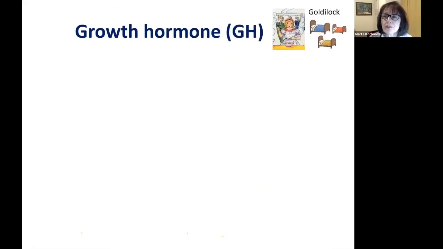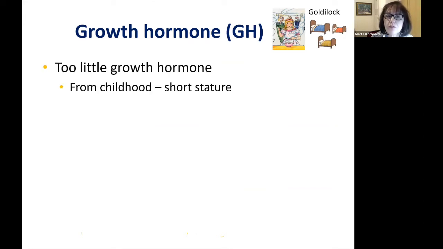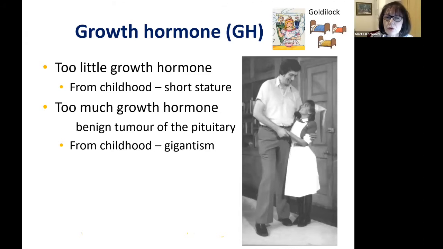Growth hormone is a bit similar to many of the other hormones, that is, hormones are part of endocrinology, the art of endocrinology. And this is a little bit of Goldilocks science, in that it needs to be just right. It cannot be too much, that gives you a problem. It cannot be too little. That's true also for growth hormone. If you have too little growth hormone in childhood, for example, you will have short stature. If you have too much growth hormone, usually due to a benign tumor of the pituitary gland, and if this happens in childhood, you will suffer from gigantism.